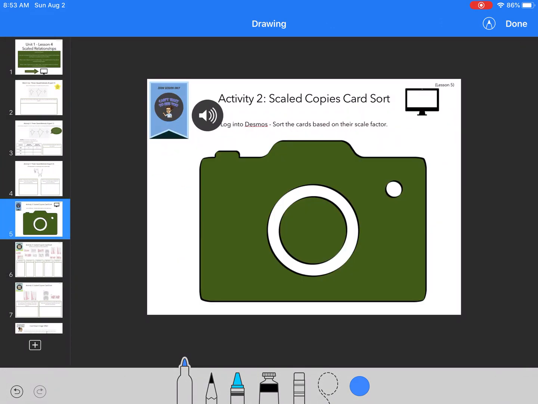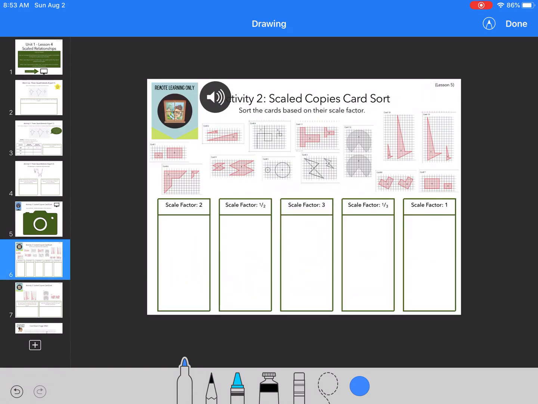So now, if you're in my Zoom class right now, we're going to be doing the scaled copy sort. If you're not in my Zoom class right now, you're going to skip this slide. So if you're doing this in the flipped model, then you're going to skip this slide. So now we're going to take a look at what you would do if you're in the flip model, which is what you're doing now and you're watching the video.